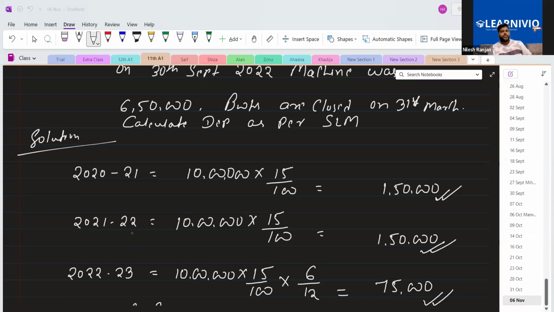Okay, so we will discuss the WDV method, and then if time is left, the accounting part in the next class. So that's all for today.